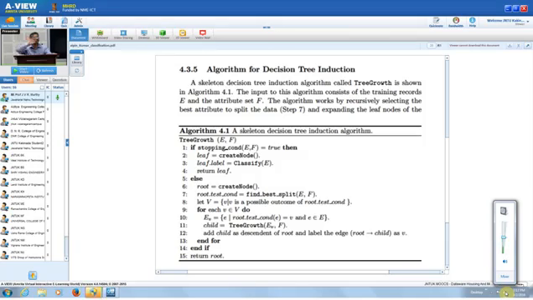So initially if you start, the stopping criteria will not be met, so it comes to the else part. Then you say root is create node and root dot test condition is find the best split. To find the best split, you will pass on E and F, that means the records, and F is the set of all attributes. So you will find out the best split on each attribute for that set of E, and then you will create a set V that consists of the possible outcomes of root dot test condition.